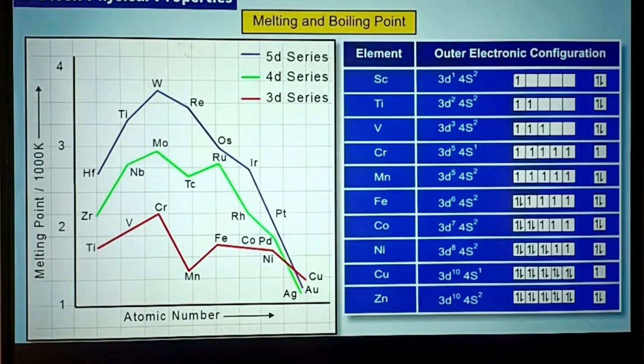The high melting points of these elements are attributed to the participation of a greater number of electrons from (n-1)d orbitals in addition to the ns electrons in the inner atomic metallic bonding.